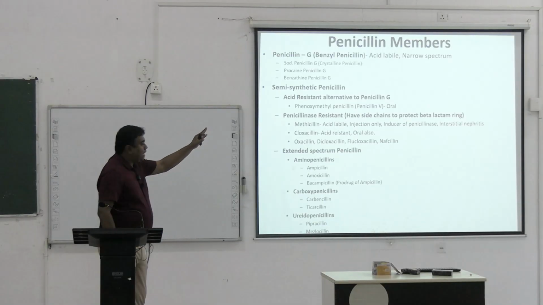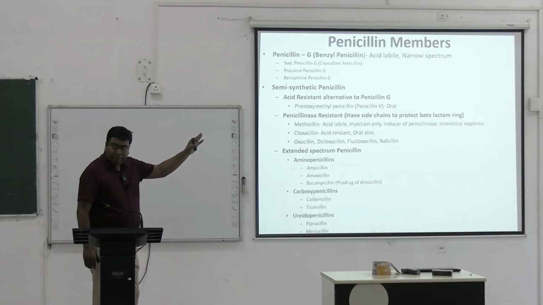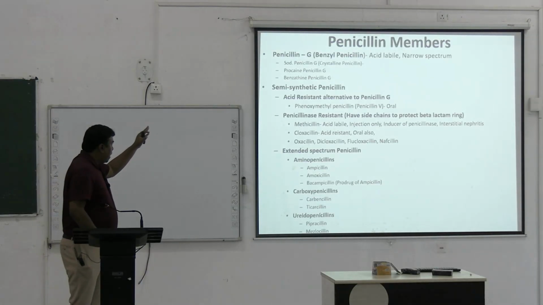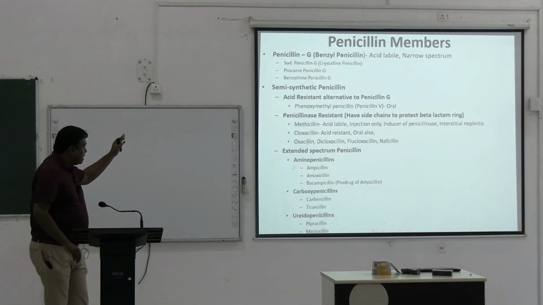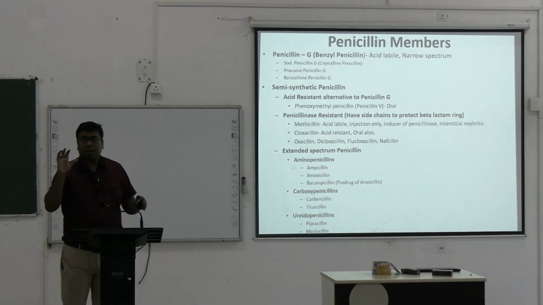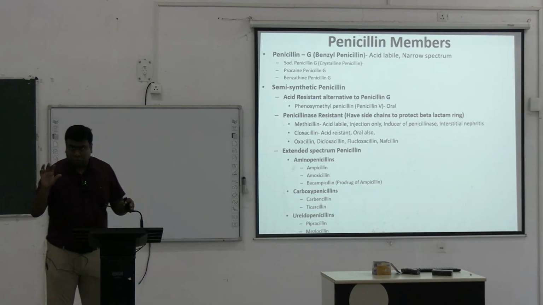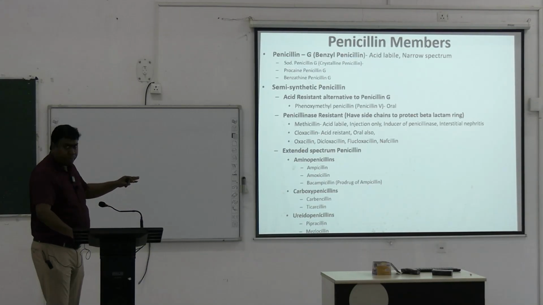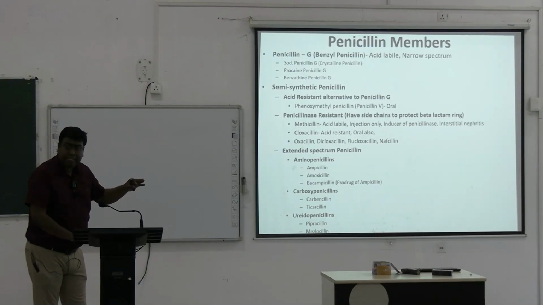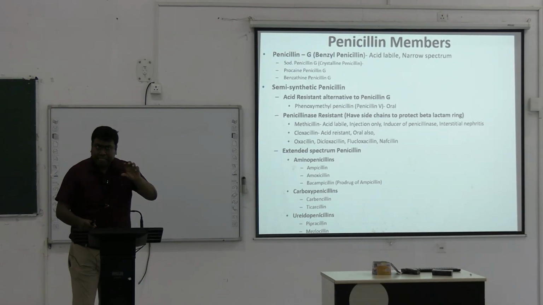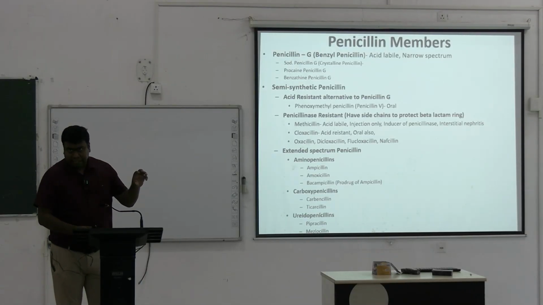Penicillin G is acid labile and narrow spectrum. Procaine, sodium penicillin G and benzathine. Then came semi-synthetic penicillin, as a short note. The semi-synthetic acid resistant alternative to penicillin G is penicillin V. Why semi-synthetic? By changing the side chain.